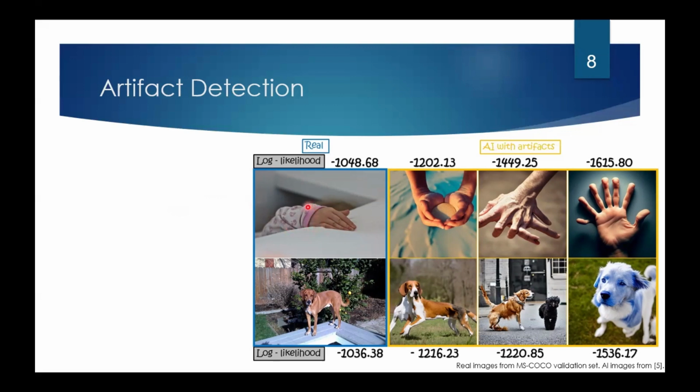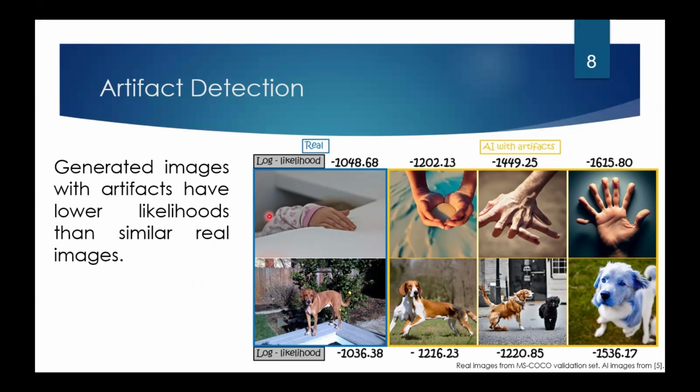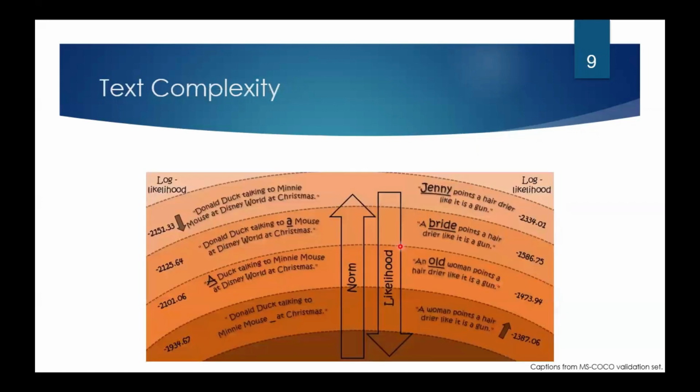First, we can see here real images and AI-generated images with artifacts like six fingers and a blue dog. We can see that the scores of the real images with no artifacts are higher and more likely than the scores of the images with artifacts.